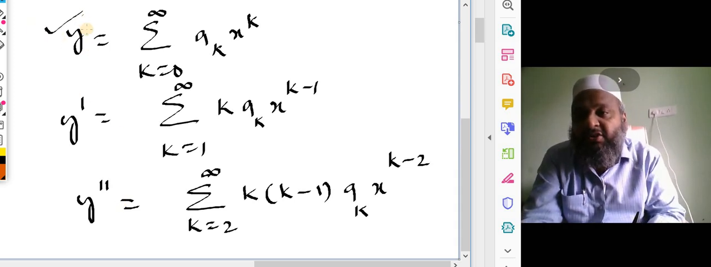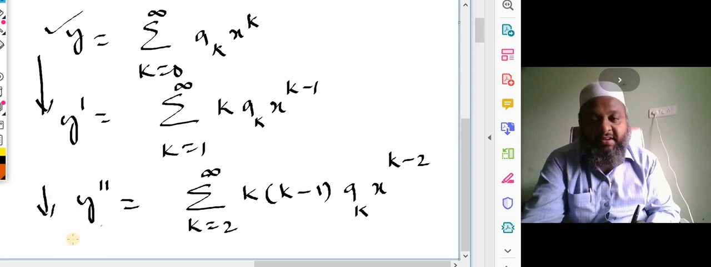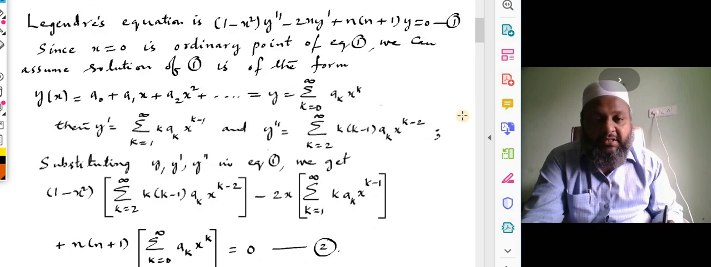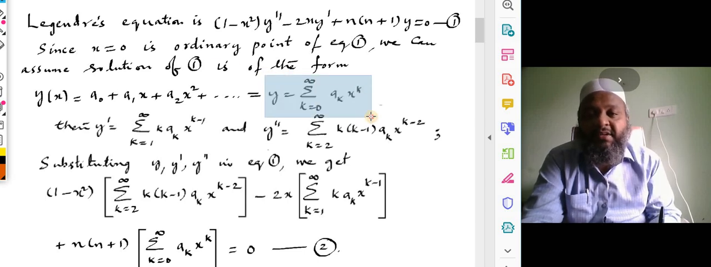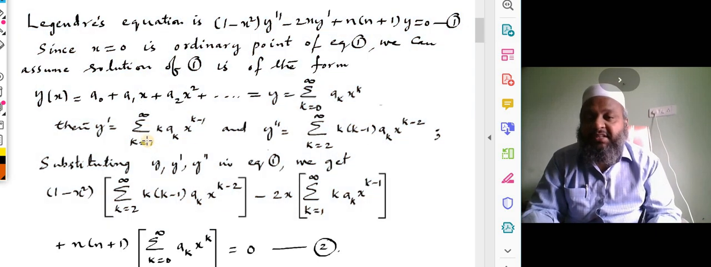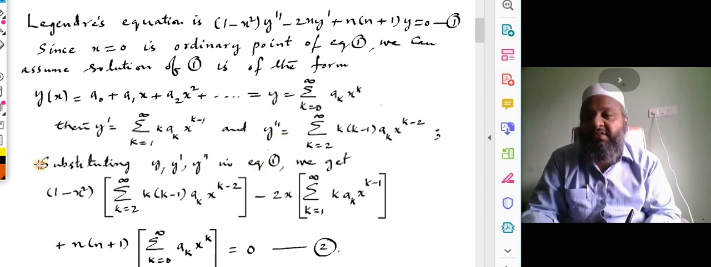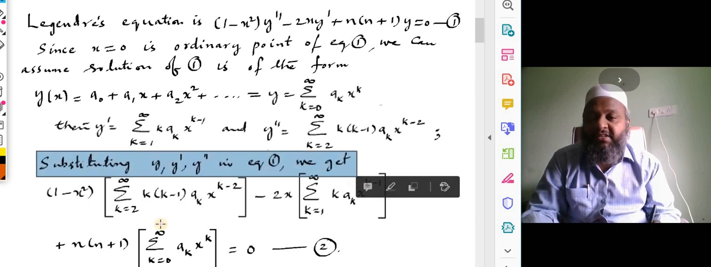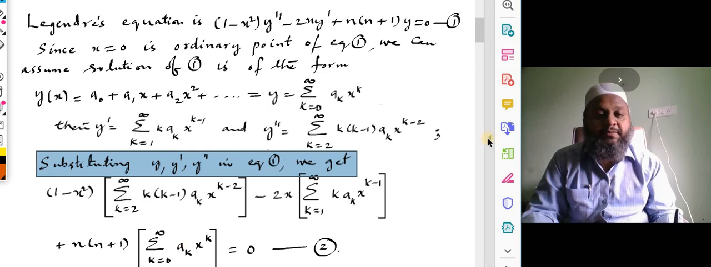Once we assume what is y, then we need to get this much as y dash and this much as y double dash. So if we take this much as y value, then we have what is y dash and what is y double dash. Substituting this y dash and y double dash in equation 1, we get 1 minus x square into, this is the value of y double dash, minus 2x into y dash, and plus n into n plus 1 of y equal to 0.